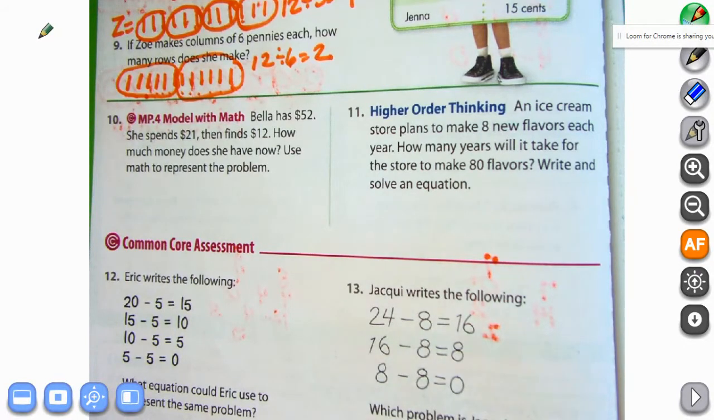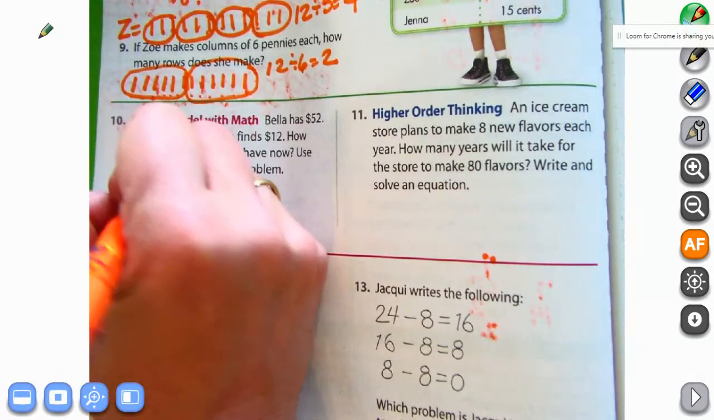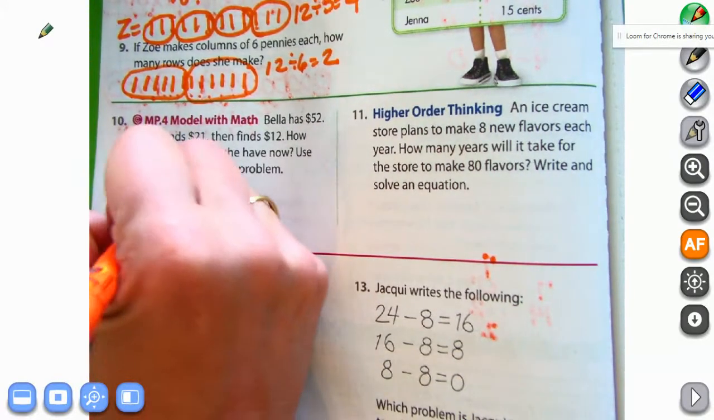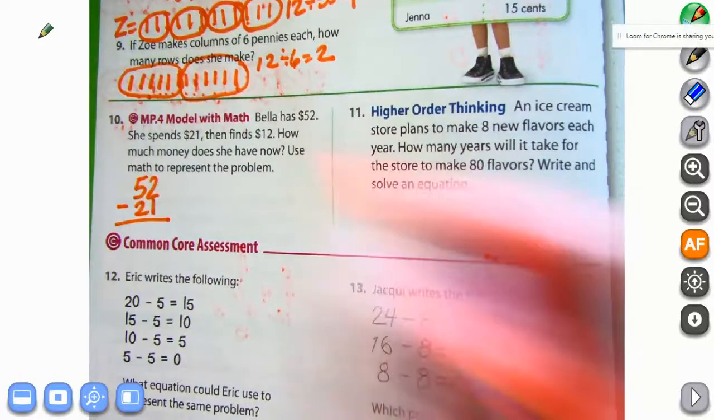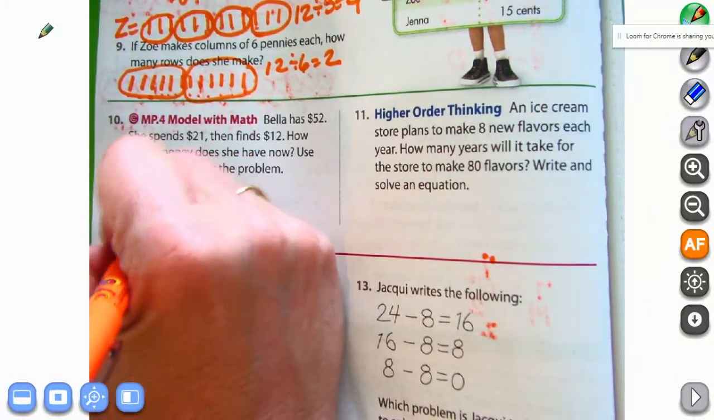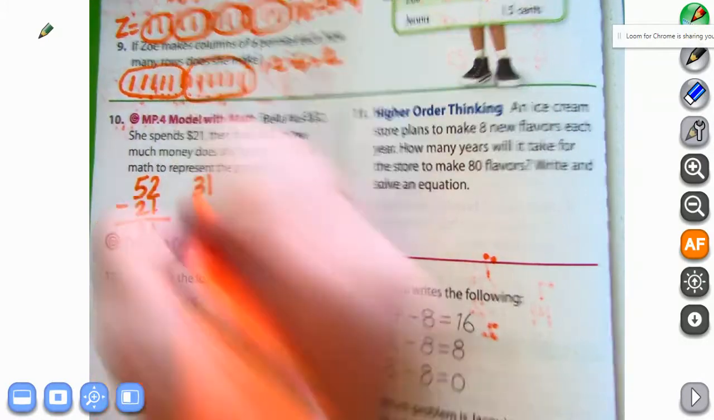All right. So first of all, she starts out with $52. And she buys some things for $21. So how much money does she have? 2 take away 1 is 1. 5 take away 2 is 3. So she's got $31 left.